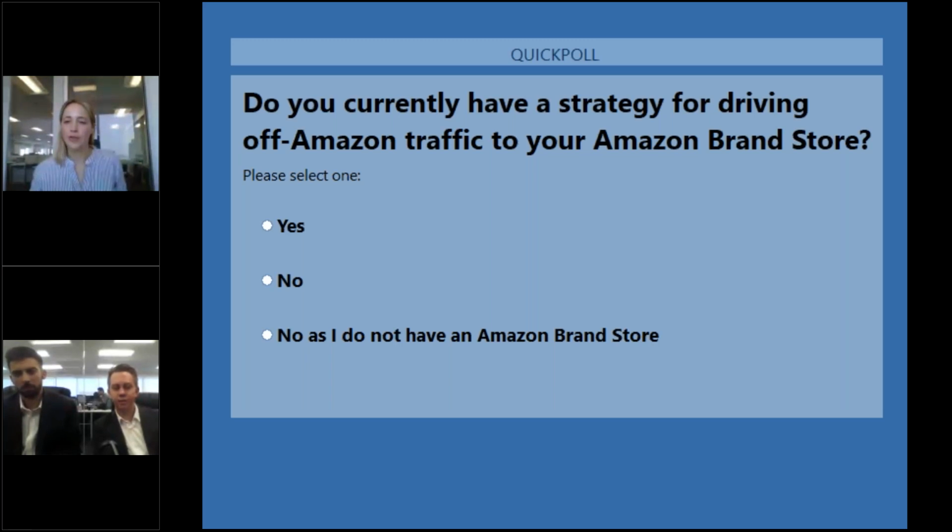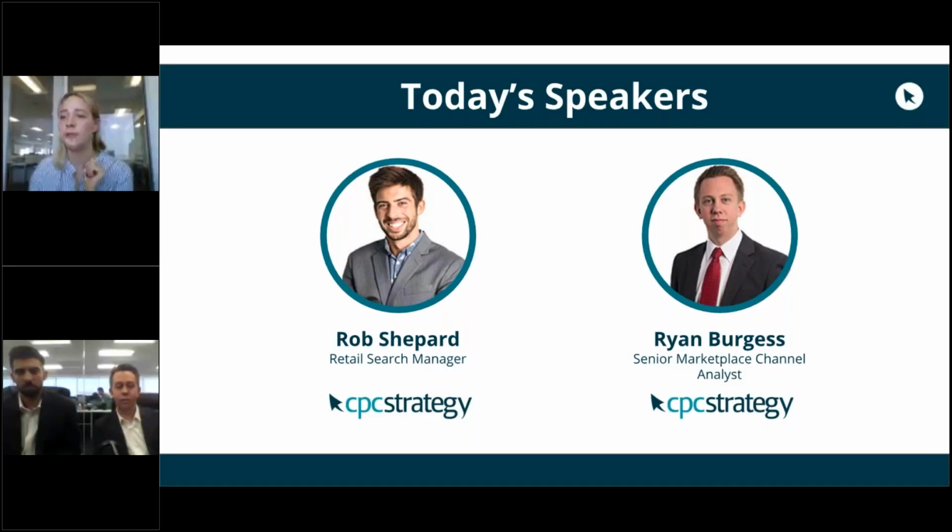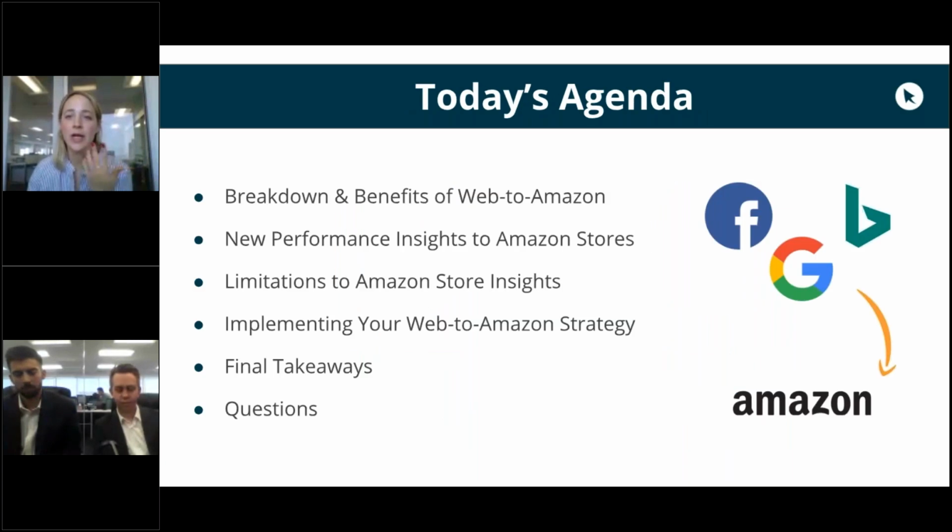So I'm going to reveal the results now, but I will say that you guys are correct. So let me share the results with the audience. So almost 60% of our audience is a no, 15%, 16% actually is a no because they do not have an Amazon brand store, but surprisingly 27%, which is a really good amount of you already do have a web to Amazon strategy in place. So hopefully Rob and Ryan can provide some actionable tactics to help you all strengthen or maybe just start building out your web to Amazon strategy.